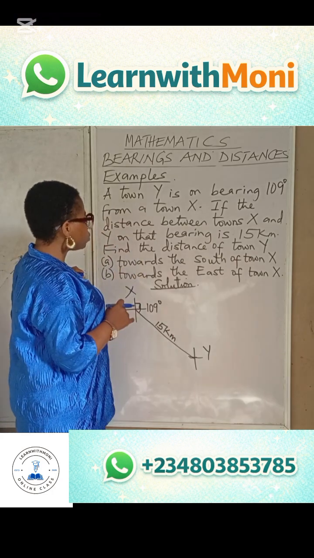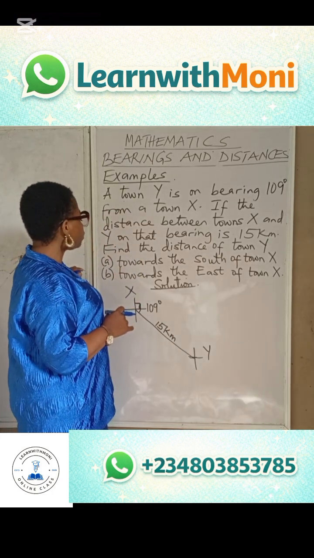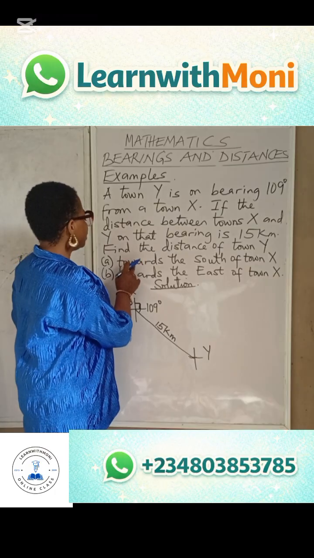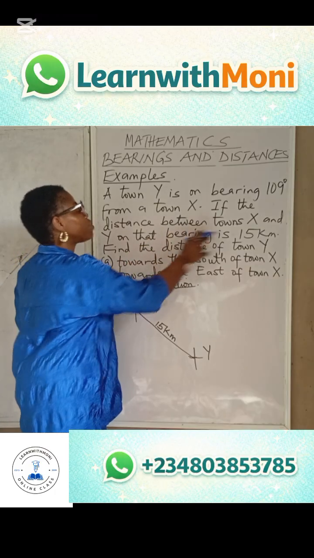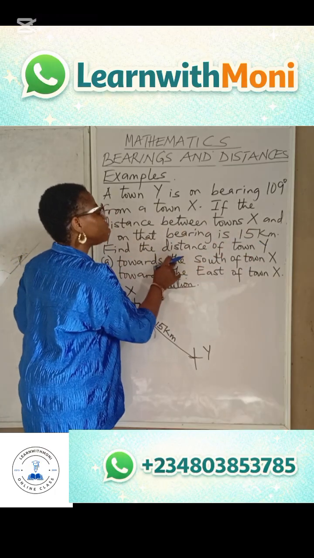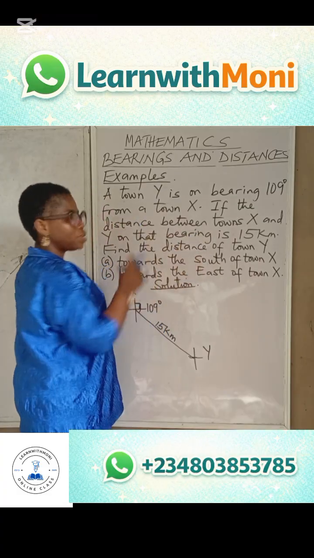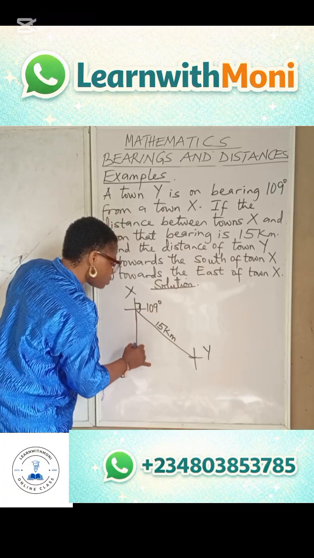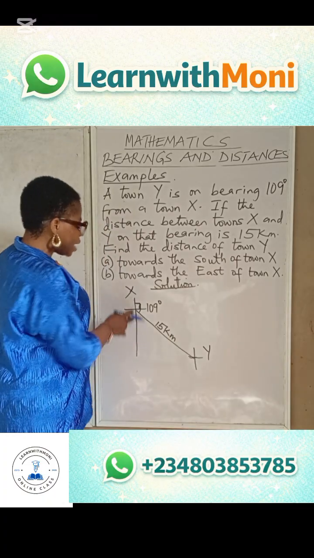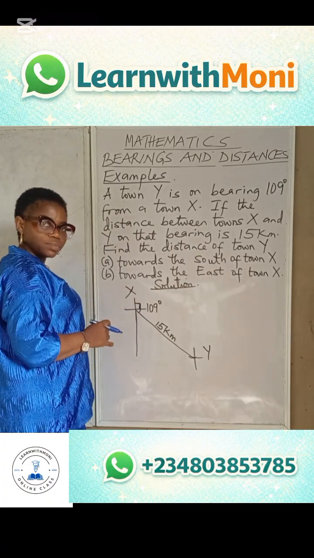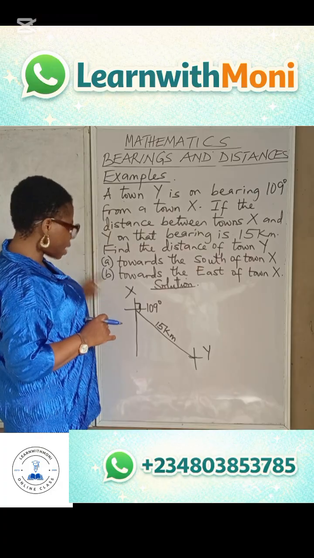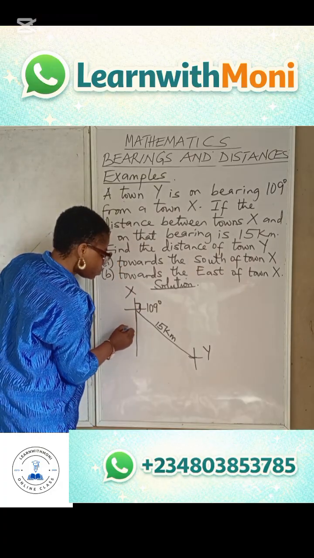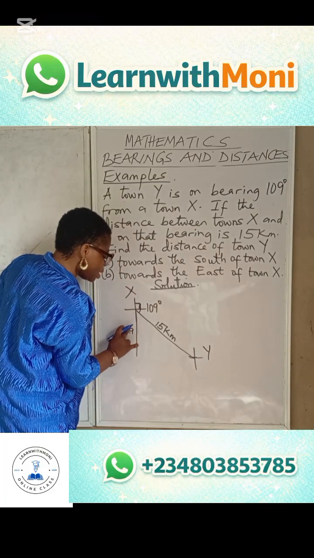So the first question we have there is for us to find the distance of town Y towards the south of town X. This is the south of town X. We want to find this distance. That is the first thing. Let me call that question A.